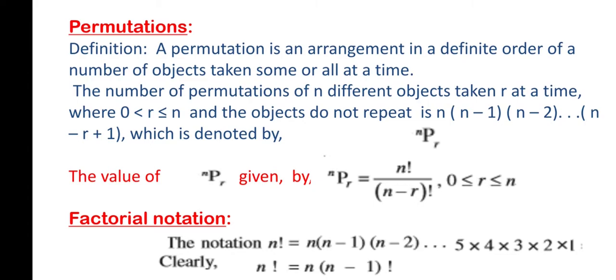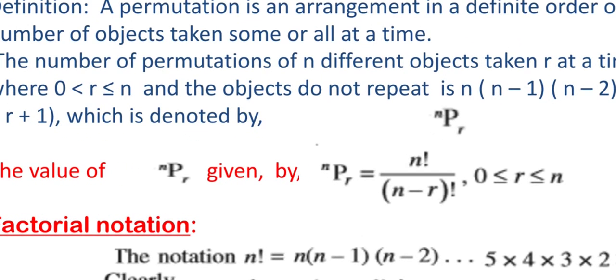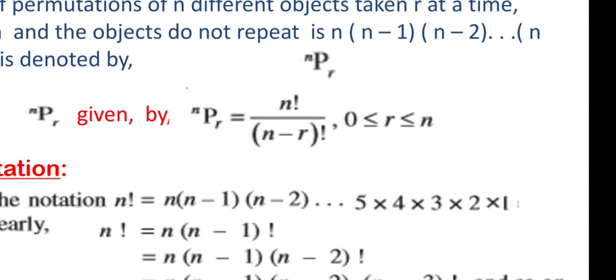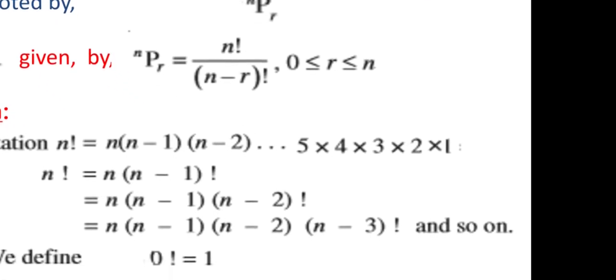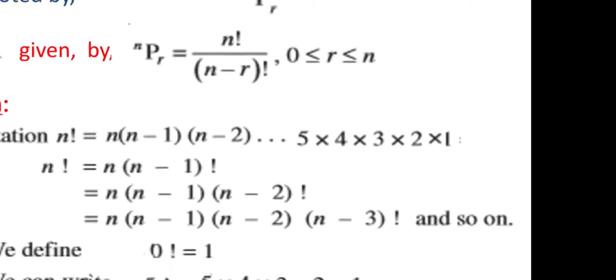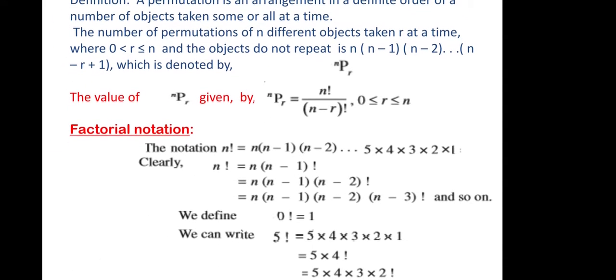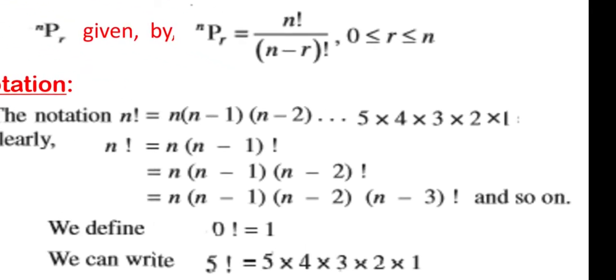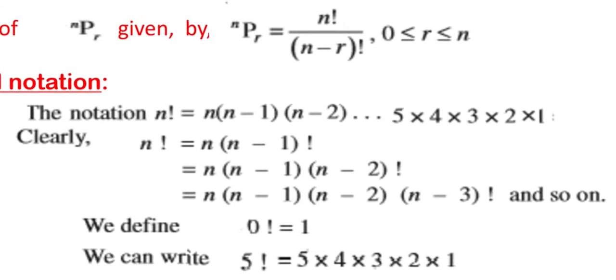The permutation of n things taken r at a time is denoted by nPr, and the formula for nPr is nPr equal to factorial n by factorial n minus r, such that 0 less than or equal to r less than or equal to n. Now students, I will explain the meaning of factorial notation.